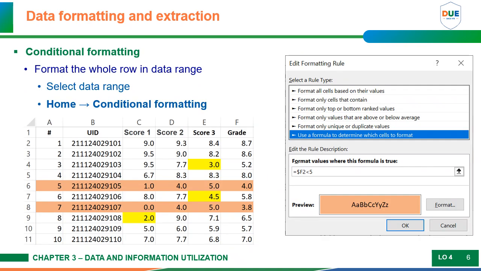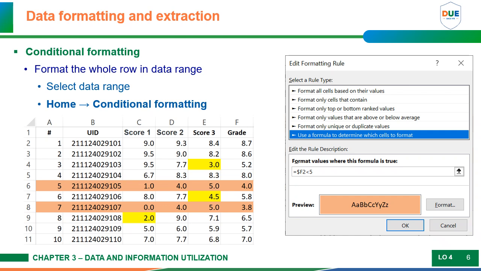Applying conditional formatting to an entire row. You can apply conditional formatting not just to a single cell but to an entire row. For example, if a student's average score is less than 5, you can highlight the whole row to make it easier to track. Steps to apply this.